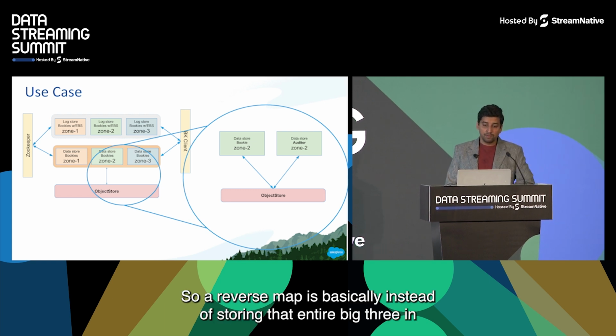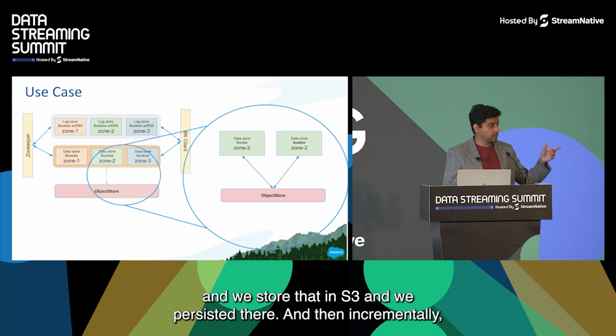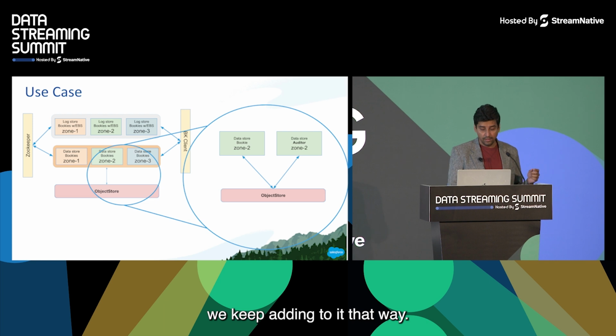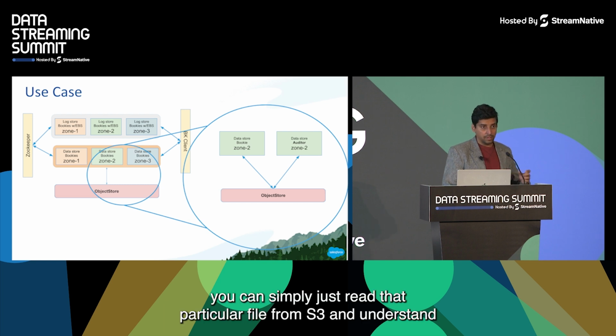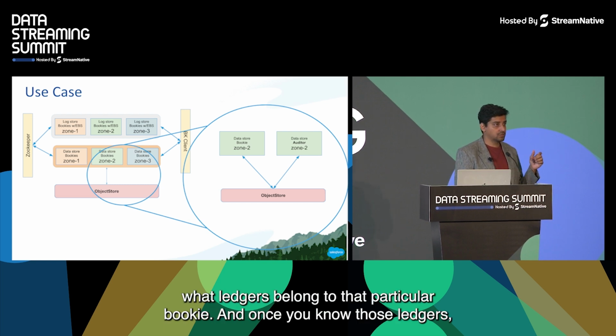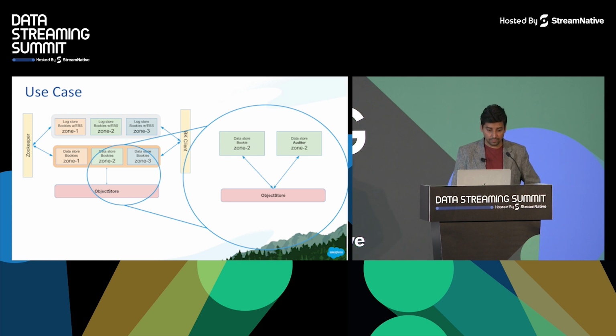So a reverse map is basically, instead of storing that entire big tree in ZooKeeper, we store a map of bookie to ledger mappings, and we store that in S3 and persist it there, and then incrementally we keep adding to it. That way, if there is NVMe loss or bookie loss, or if you want to decommission, you can simply read that particular file from S3 and understand what ledgers belong to that particular bookie. And once you know those ledgers, you rehydrate them from S3 or the object store.